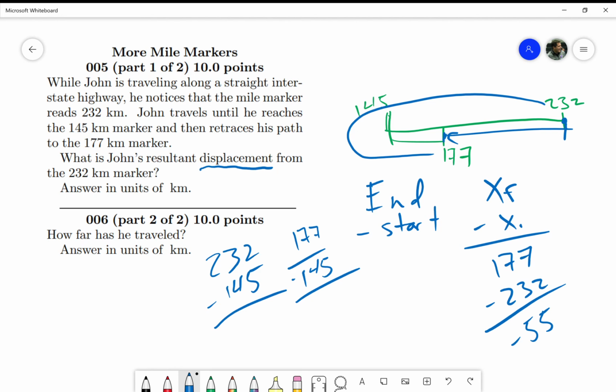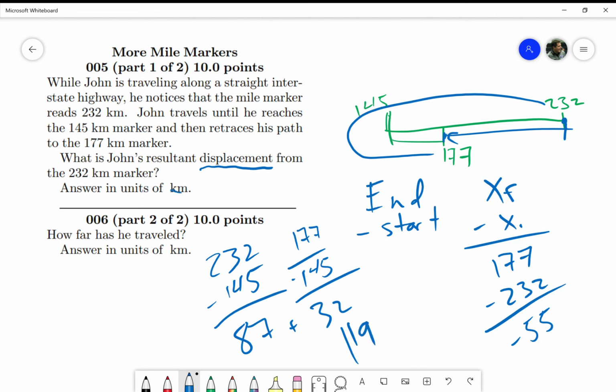So we don't care so much about the direction, as in one's going to be positive, negative, but we care about how he went there. Again, distance is how your feet feel. So I'm going to do 232 minus 145, and I get an answer of 87. And then I'm doing 177 minus 145, and I get an answer of 32. I don't care about the negative signs here. I'm just adding these two together. So then 87 plus 32, and I get an answer of 119.